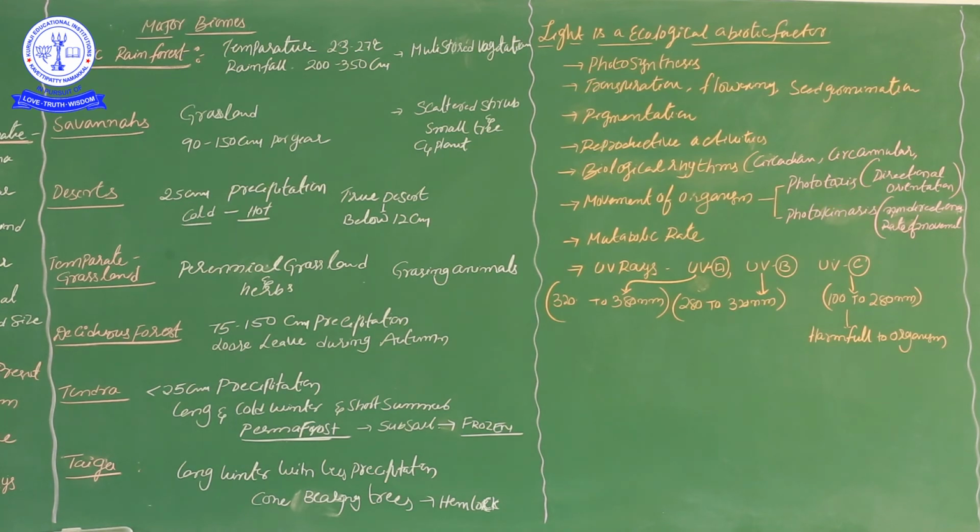And then one more type of movement of organisms is photokinesis. Photokinesis tells about non-directional movement. Here we do not discuss direction; we discuss how fast the rate of movement is. Based on the intensity of the light, the organism shows fast movement. Here I will give an example.